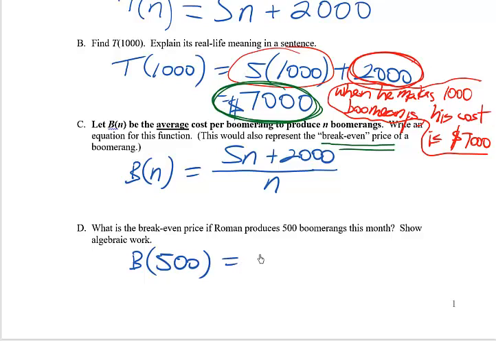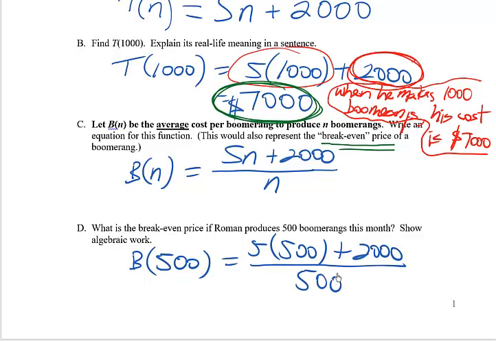N stands for how many boomerangs we're making. If he makes 500, just replace all of the n's with 500, top and bottom here. Work that out, and you will have that average cost, or that break-even price. Again, the reasoning here is pretty simple. We're just saying the top represents the total cost to Roman. 5 times 500, 2,500, plus the 2,000 would make 4,500 on the top.